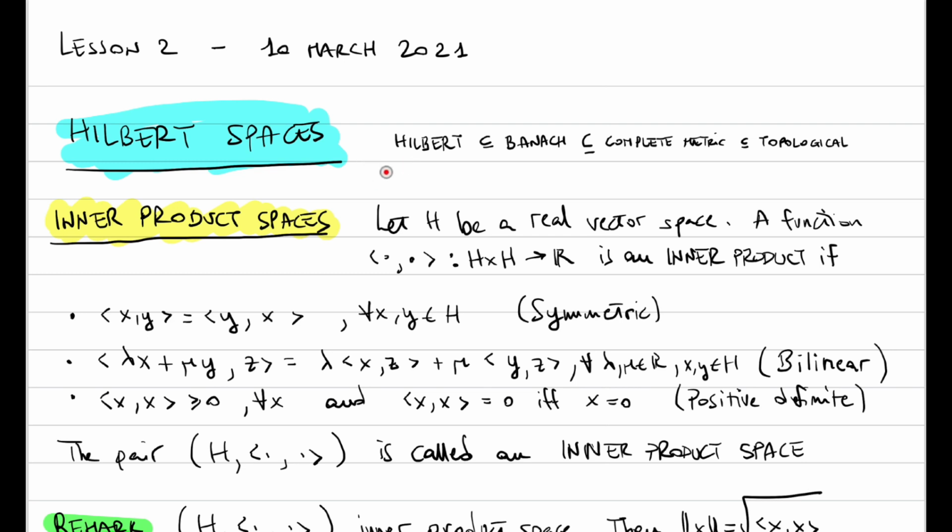Just as a reminder, I have written a little hierarchy here. So Hilbert spaces are a less general notion than Banach spaces, which we saw last time, which in turn are a less general notion than complete metric spaces or metric spaces in general. And metric spaces are also topological spaces. So these are the inclusions. So this is the hierarchy basically between the functional spaces that we saw.